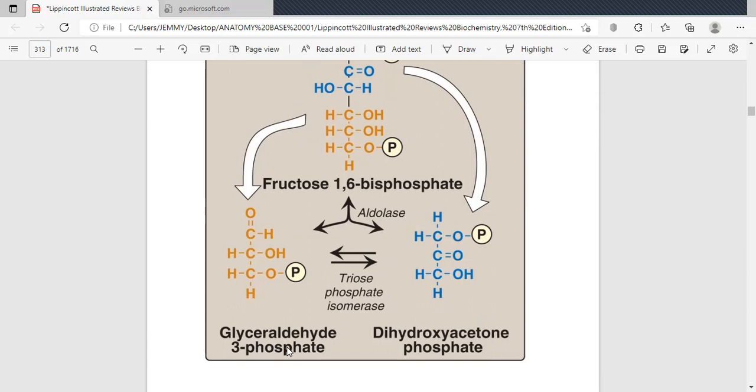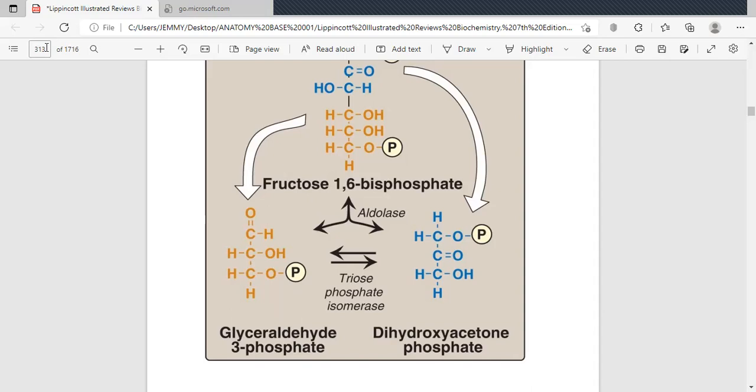Glyceraldehyde 3-phosphate is the one which will proceed into the second stage, the gain phase. So we have to convert dihydroxyacetone phosphate to glyceraldehyde 3-phosphate. This is a keto group, and this is an aldo, so this reaction is catalyzed by triose phosphate isomerase. Those are the first five reactions. The investment phase is now over. Now we will enter the gain phase. After dihydroxyacetone phosphate is converted to glyceraldehyde 3-phosphate, we will have two glyceraldehyde 3-phosphates.